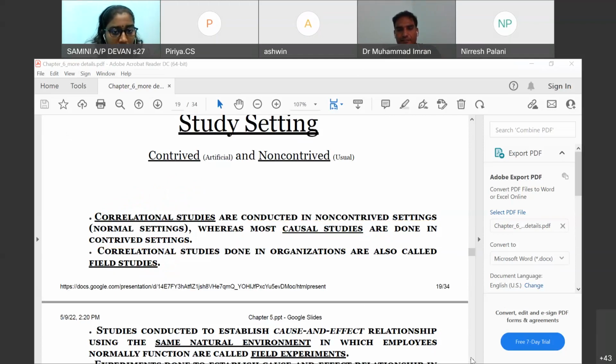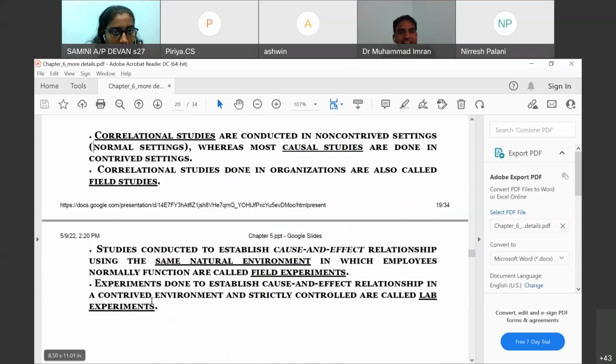Studies conducted to establish a cause and effect relationship in the same natural environment in which employees normally function are called field experiments. So we can still conduct causal studies in a natural environment, but it is called a field experiment. Experiments done to establish cause and effect in a contrived, artificial, strictly controlled environment are called lab experiments. Basically, there are three types: field studies, field experiments, and lab experiments.